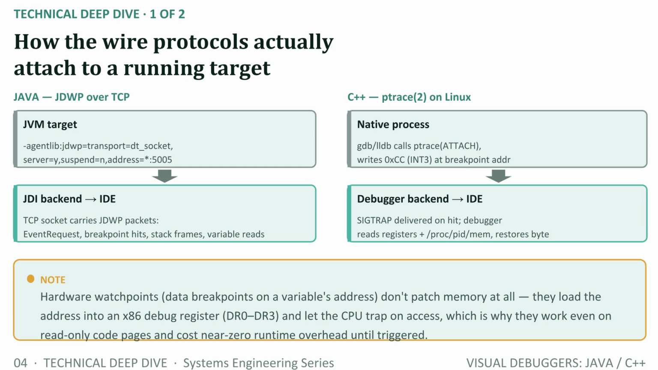They register breakpoints as structured event requests and pull back stack frames and variable values as structured packets. No raw memory addresses involved, because the JVM exposes debugging as a managed runtime service.